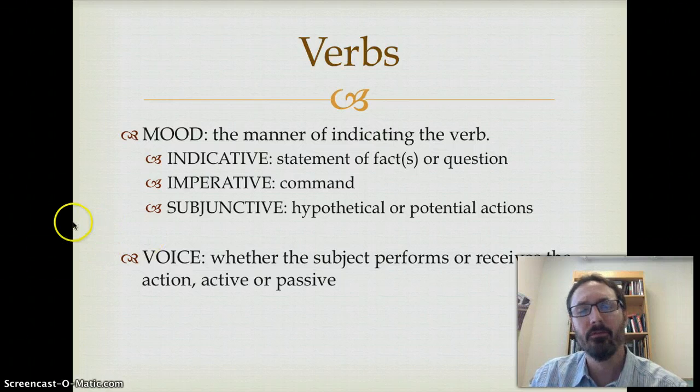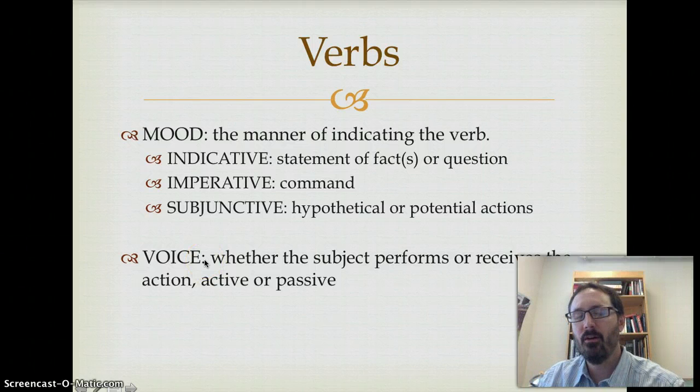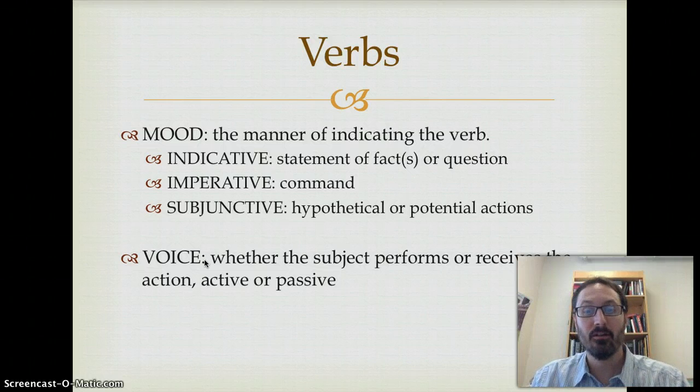The voice of a verb refers to whether it is active or passive. We won't get into that too much now, but I do want to say that at this point all verbs are active. So you don't want to translate anything in a passive sense where the subject is having the verb done to it, like the ball is kicked or the book is read, as in is being read. You don't want to translate anything like that because it's going to be wrong for the time being.